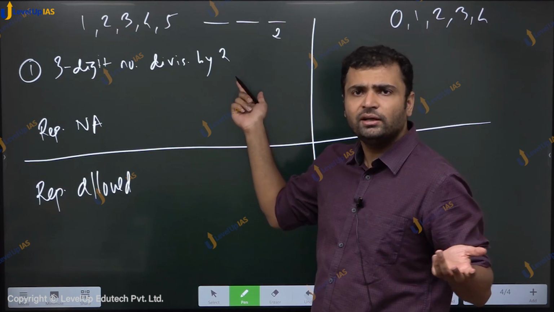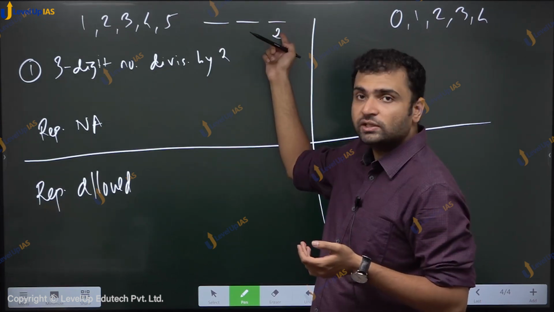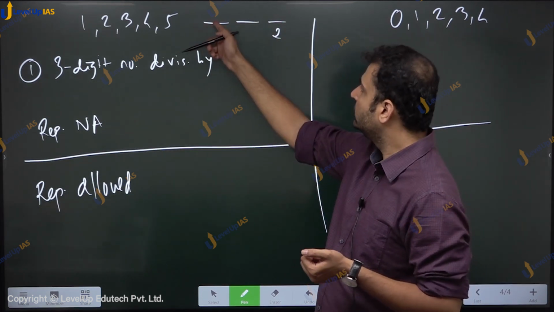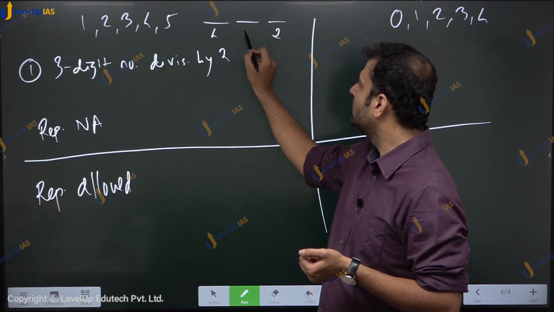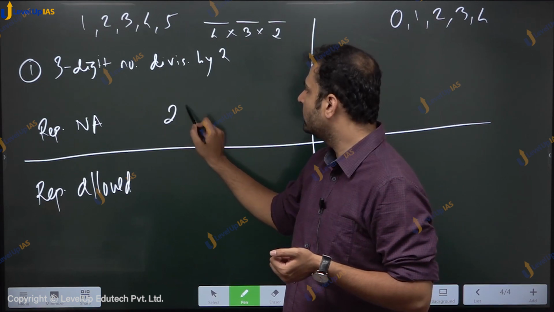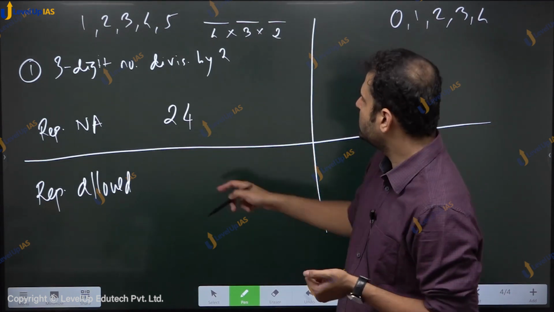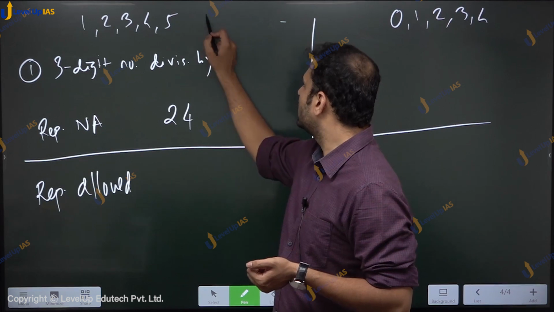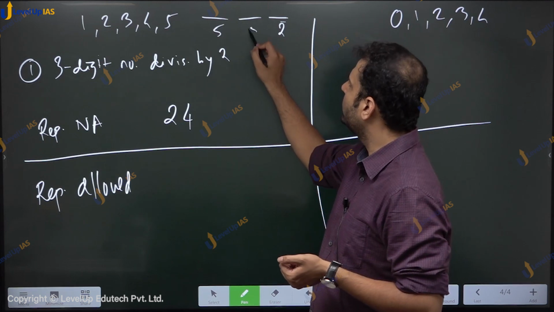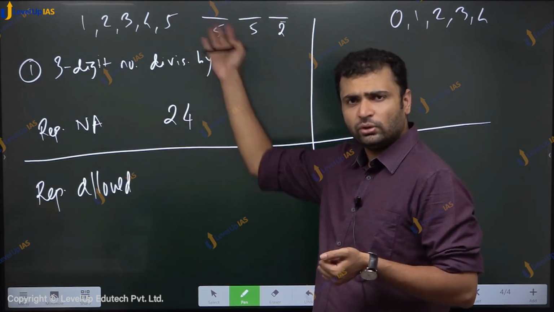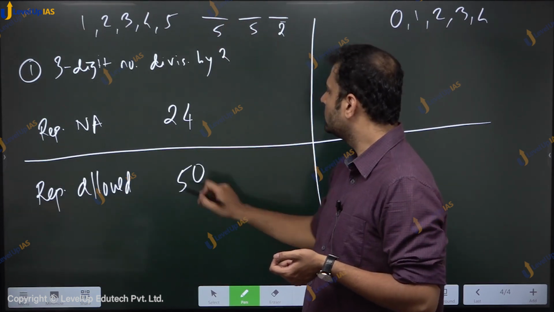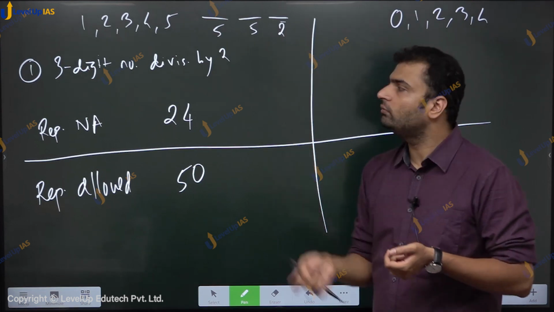Then we can go anywhere. It doesn't matter now. 2 digits, 2 choices for this. One of them has been used. If repetition is not allowed, then we have 4 choices for this and 3 for this. This is the answer. 4 into 3, 12 into 2, 24. Correct. If repetition is allowed, then what happens? If repetition is allowed, then again we have 2 choices for here, then 5 for here, 5 for here, because repetition is allowed, so only 5 choices, any one of them can come here and here. So answer is 50. Correct. 5 into 5, 25 into 2, 50.